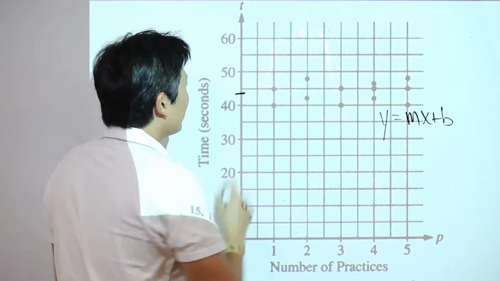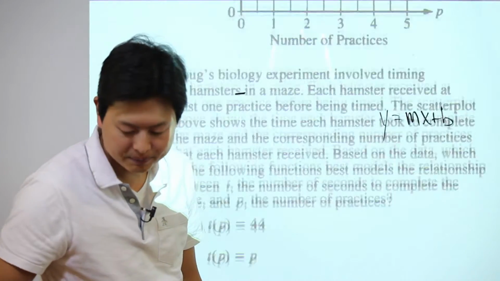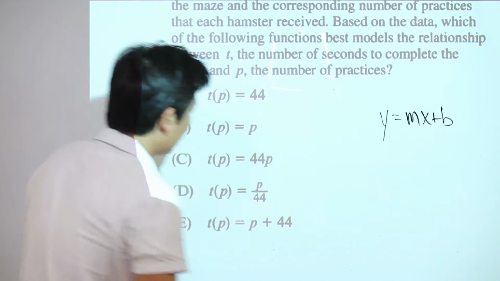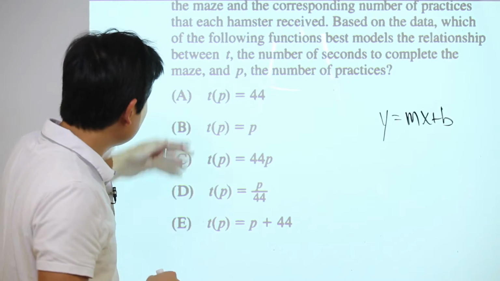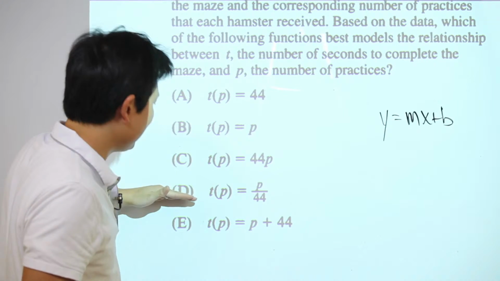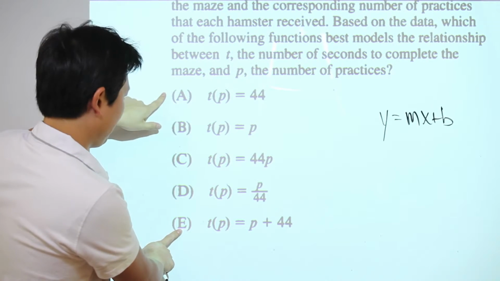So 44 is probably the correct y-intercept. And so what can I do? I can cross off the one with y-intercept of zero. B's out, C's out, and D's out. We're stuck between E and A.